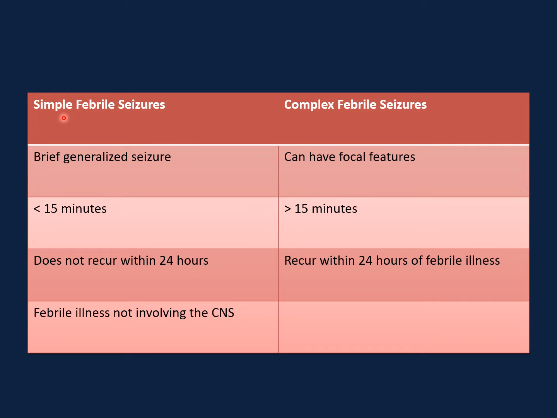The difference between simple febrile seizures and complex febrile seizure. Simple febrile seizures, a brief generalized seizure. The complex can be focal. A simple one is less than 15 minutes. The complex one is more than 15 minutes. The simple febrile seizure does not recur within 24 hours. If it does recur more than once within 24 hours, it is considered complex febrile seizure. Also, the febrile illness does not involve the CNS. For example, a febrile seizure is not because of meningitis. If it's because of meningitis, you cannot call it simple febrile seizure.